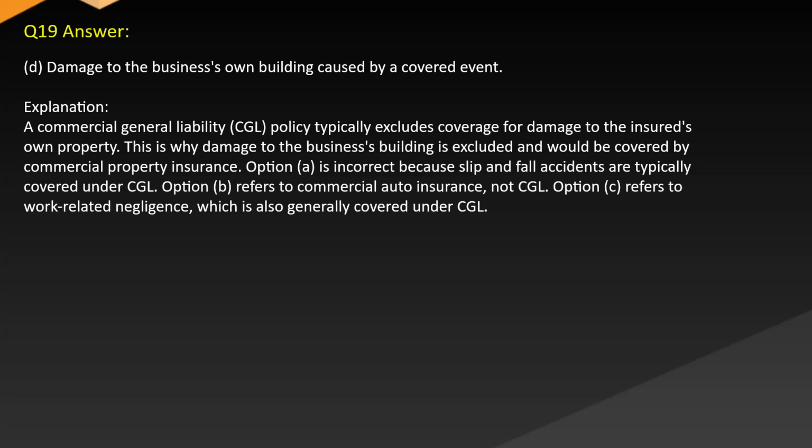Option A is incorrect because slip and fall accidents are typically covered under CGL. Option B refers to commercial auto insurance, not CGL. Option C refers to work-related negligence, which is also generally covered under CGL.